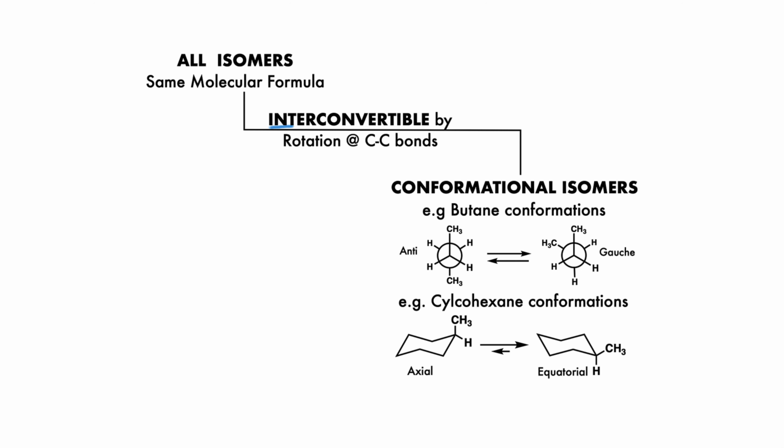Interconvertible isomers are called conformational isomers. Usually, conformational isomers are readily interconvertible at room temperature. We cover conformations in Unit 4. We talk about butane conformations in which we rotate around the central carbon-carbon bond and look at the relationships of the methyl groups. We learn the concept of anti and gauche conformations.